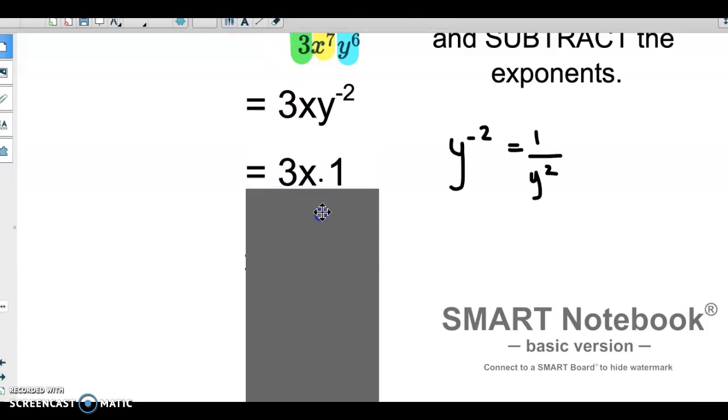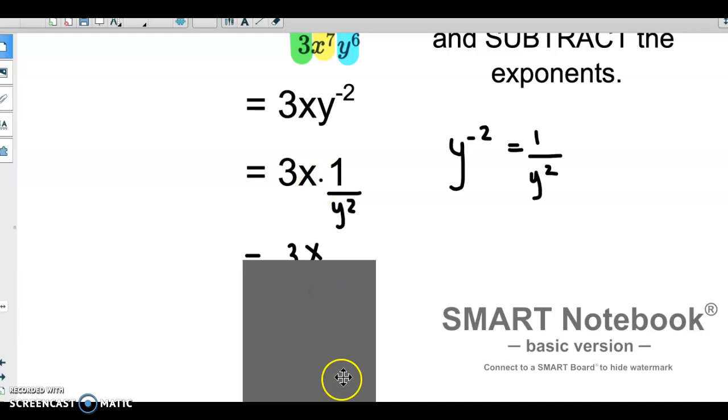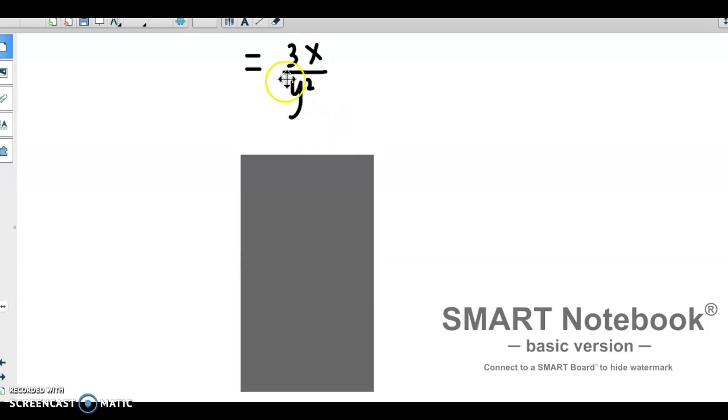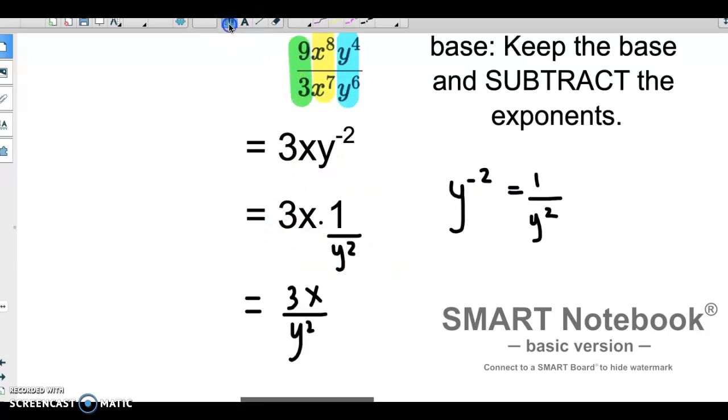So let's look at that. Here we have 3x times that 1 over y squared, because we said y to the negative 2nd power is equal to 1 over y squared. And now we want to simplify this a little more. Let's multiply across the top. 3x times 1 is just 3x. And then in the denominator, 1 times y squared, because remember, you have like a 1 here. We just don't write it. So 1 times y squared is y squared. And now your answer is fully simplified. You have no negative exponents.